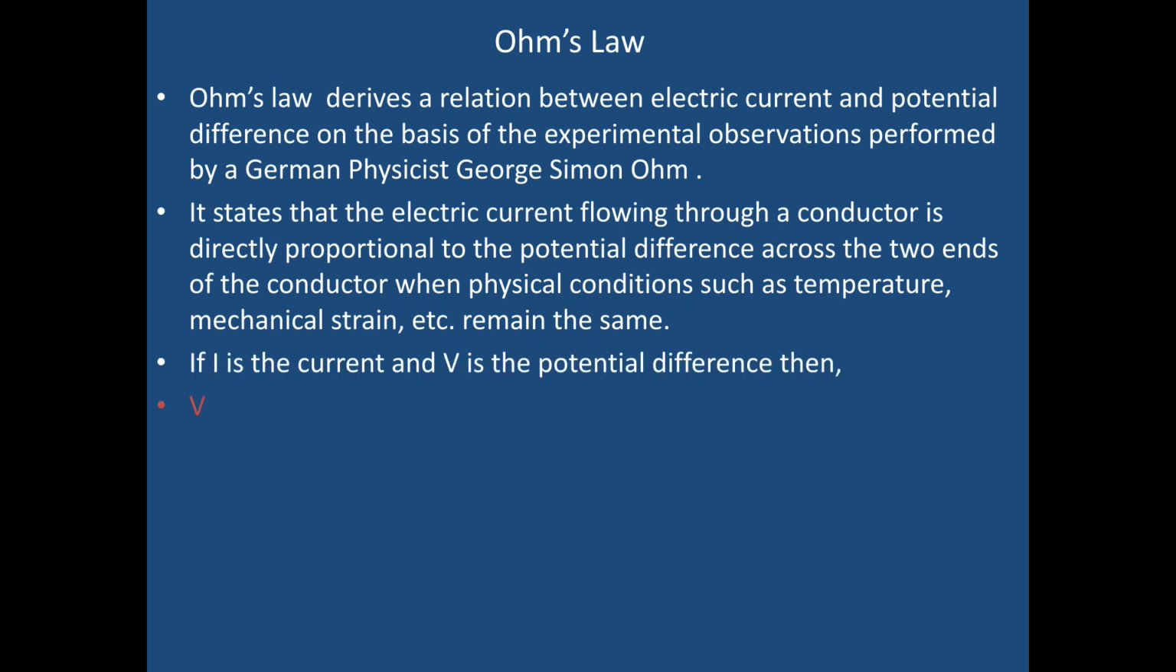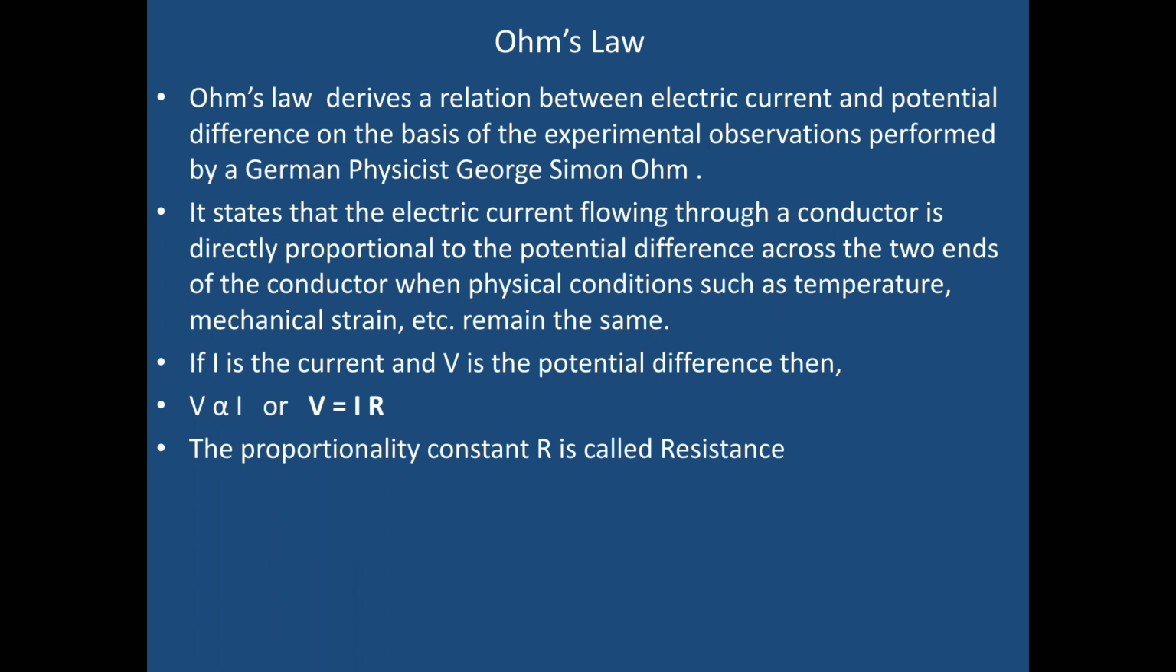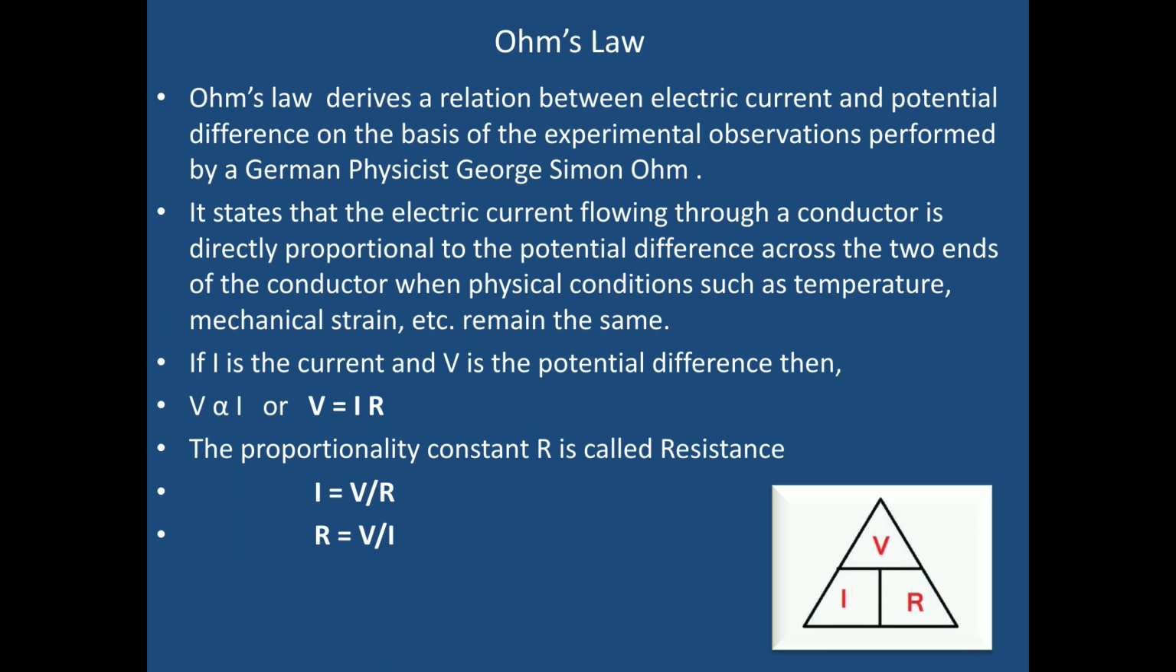If I is the current flowing in the conductor, V is the potential difference across its two ends, then as per the statement of Ohm's law, V is proportional to I, or V is equal to IR. This R is a proportionality constant and it is called resistance. Other formulas we can have: I equals V by R, or R equals V by I. These formulas can be remembered by this VIR triangle.